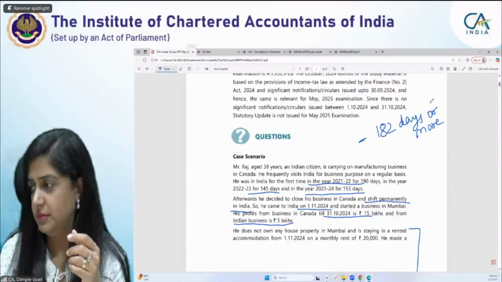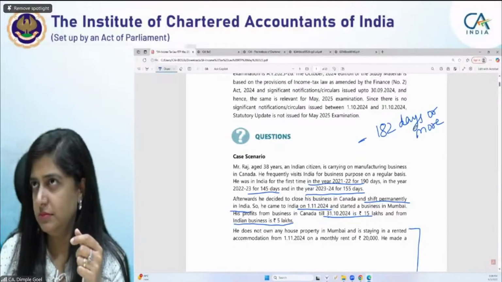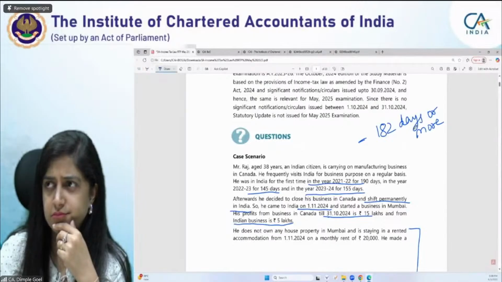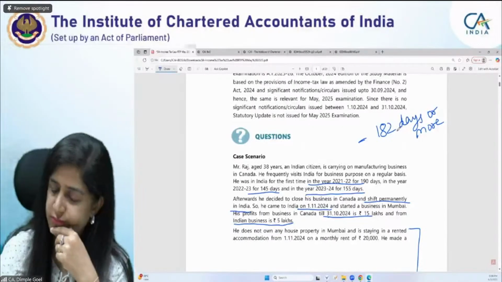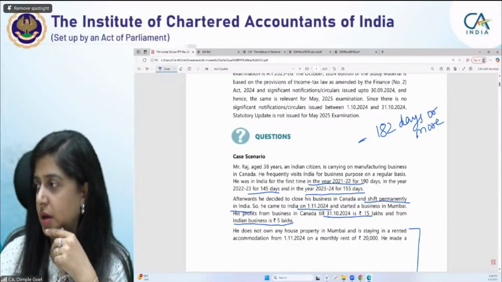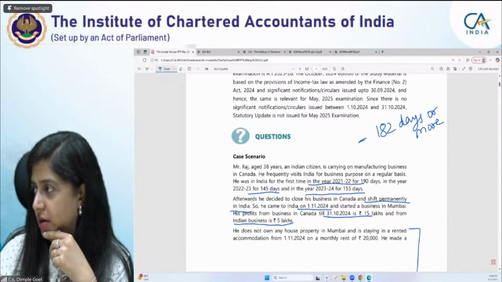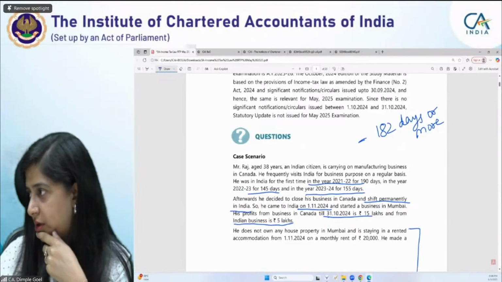Okay, ma'am. Less than 60 days in the previous year, or plus 365 days in the four preceding previous years. Okay. That is for non-resident. Fine, Shagufta.